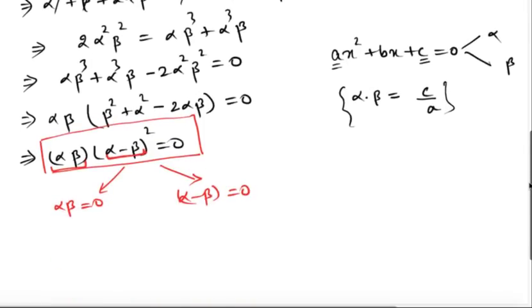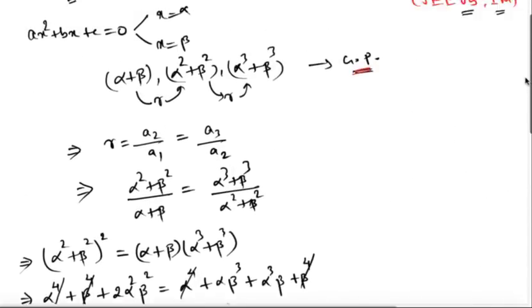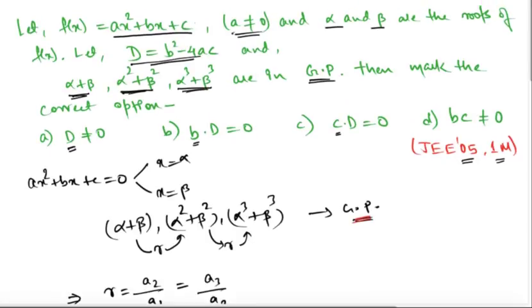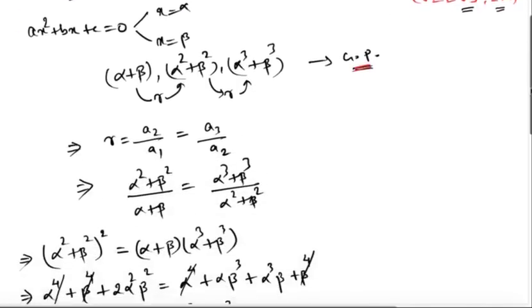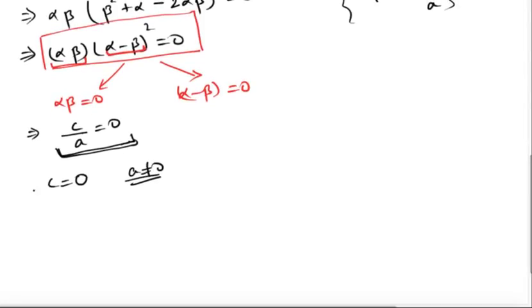So in order to do that, alpha beta is c by a. So this value I'll substitute here. So this gives me c by a equals 0. Now if this is equal to 0, this is possible only when c is equal to 0, because a cannot be equal to 0. This was already mentioned in the question that a cannot be equal to 0. Hence if c by a equals 0, then this implies that c should be equal to 0. Our constant term should be equal to 0.